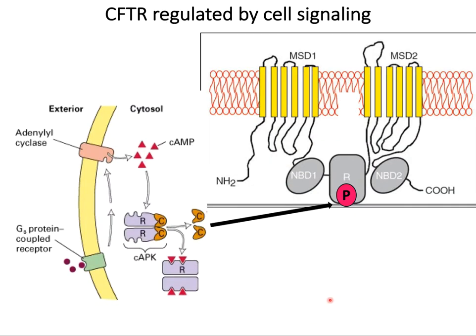So let's see how this actually works. What happens is a G protein coupled receptor binds to its ligand and becomes activated. Then the stimulatory G protein in turn leads to the activation of the adenylyl cyclase. One then sees the accumulation of cyclic AMP and then the activation of the protein kinase A that can phosphorylate the R domain of the CFTR. And when the R domain is phosphorylated, the transporter can become activated.